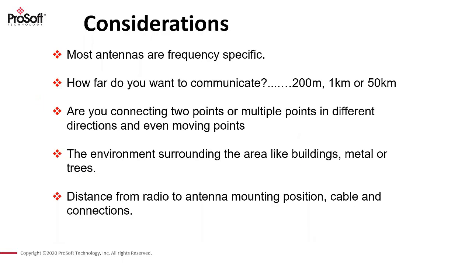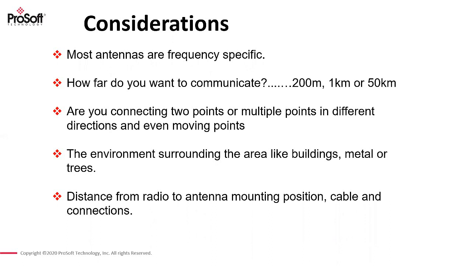There are a few considerations we need to take when looking at antennas. One is what frequency. Are we using 900 megahertz? Are we using 2.4 or 5 gigahertz? Because these antennas are frequency specific. Also, how far are we communicating? Is this a few hundred meters, or a kilometer or two, or 50 kilometers? This will determine what type of antenna we're going to use, as well as what type of radio.